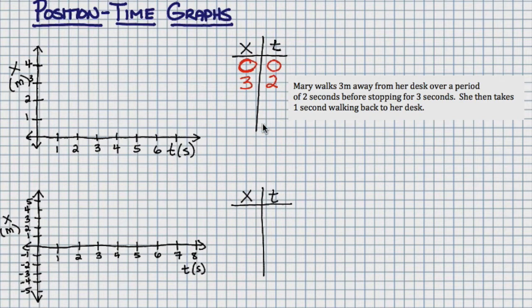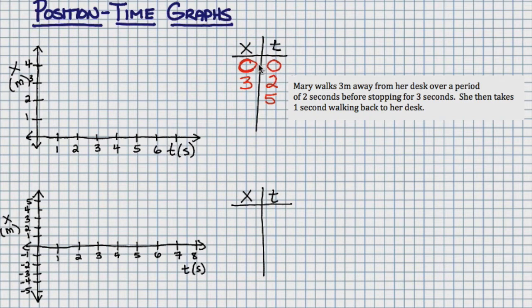This one can get a little bit tricky, but first we start at 0. 2 seconds had elapsed. Now she stops for 3 seconds. That doesn't mean she stops at 3 seconds. It means she stops for 3 seconds. So 3 seconds past our last point should give us 5 seconds.